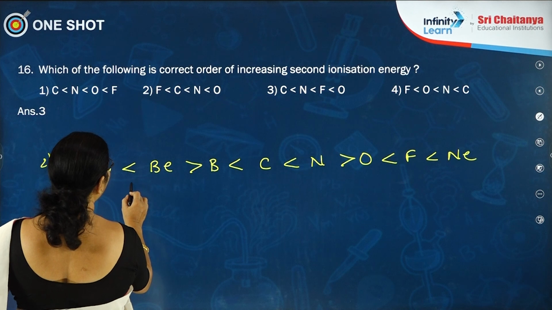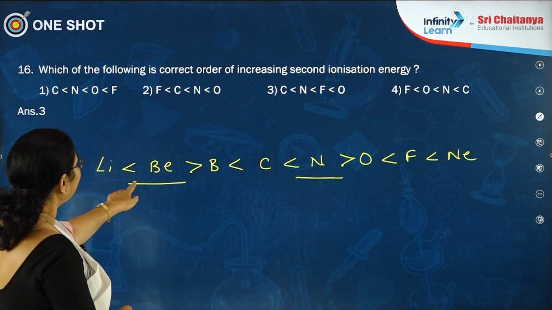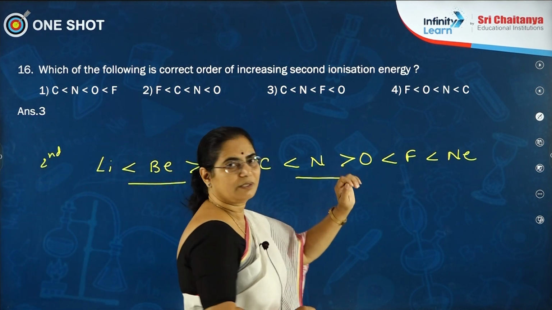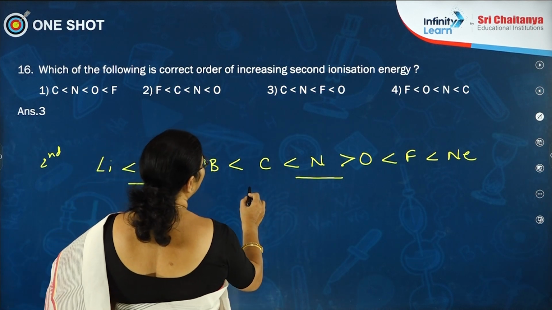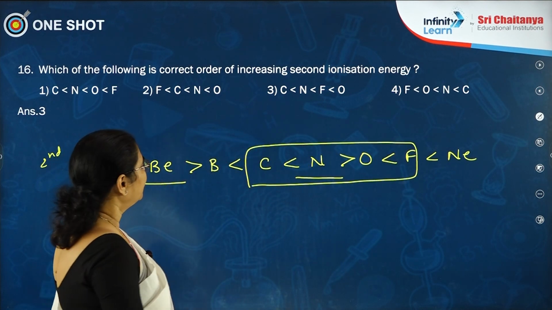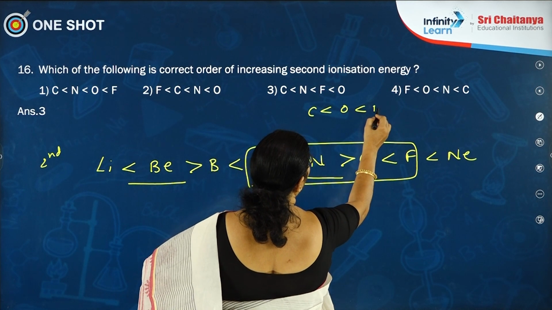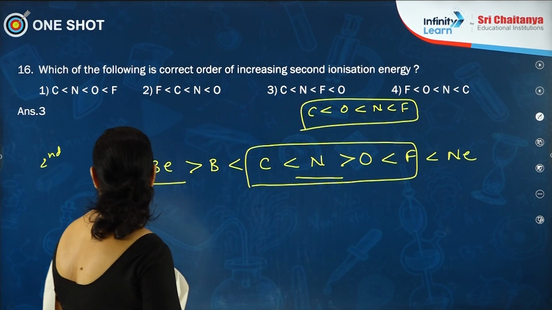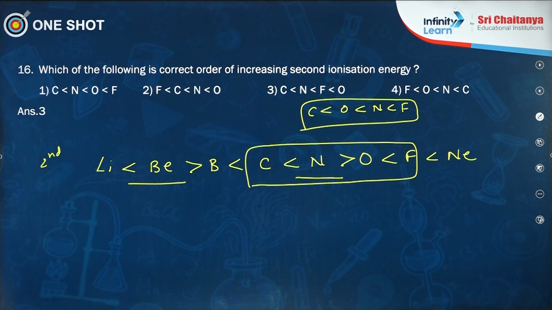Here near two places, beryllium and nitrogen. You see beryllium IP is greater than lithium and boron, nitrogen IP is greater than carbon and oxygen. Clear? This is IP1 order. So, they will give these 4 elements. Arrange them in the order of increasing IP. Carbon is less than oxygen, less than nitrogen, nitrogen is less than fluorine. This is the IP1 order for these 4 elements.